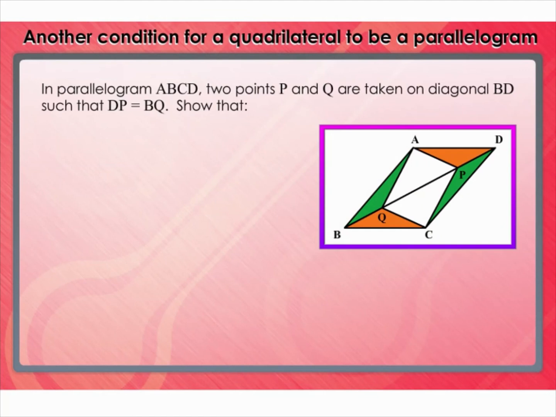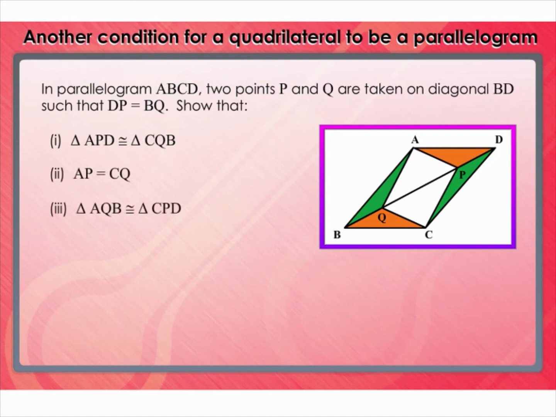In parallelogram ABCD, 2 points P and Q are taken on diagonal BD such that DP is equal to BQ. Show that 1. Triangle APD is congruent to triangle CQB. 2. AP is equal to CQ. 3. Triangle AQB is congruent to triangle CPD. 4. AQ is equal to CP. And 5. APCQ is a parallelogram.